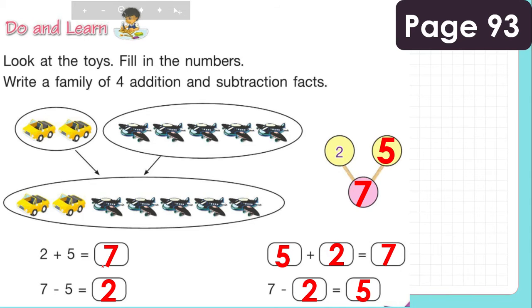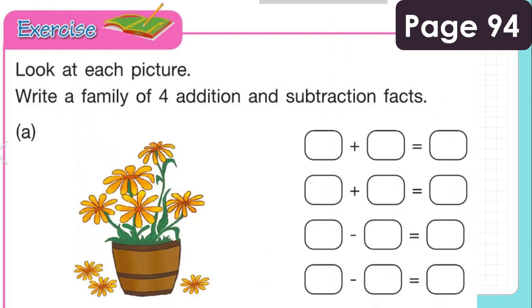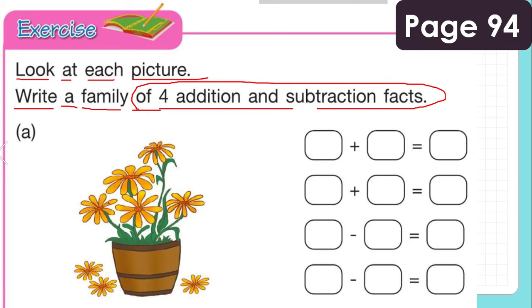Easy, okay, next. Page 94. How do we get this one? Page 94. We have here, oops, look at each picture. Write a family of 4 addition and subtraction. Oh, same as a while ago, naka.